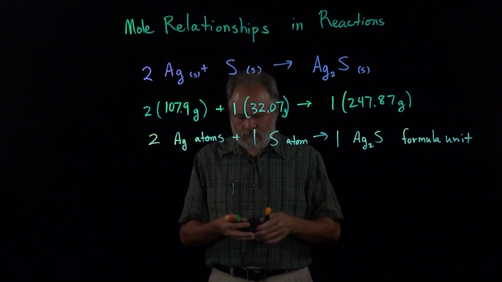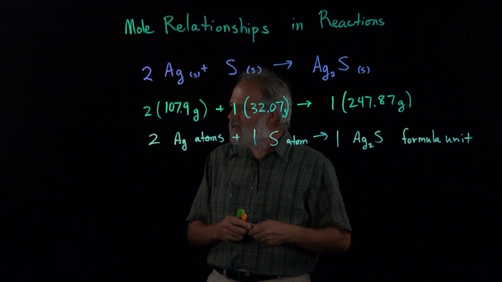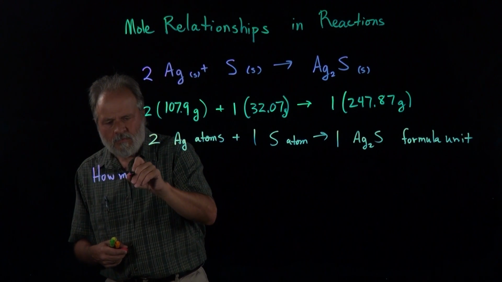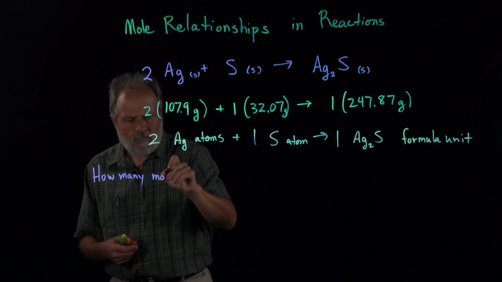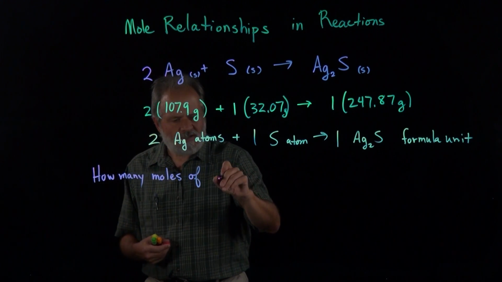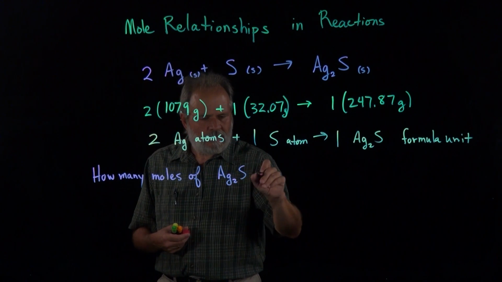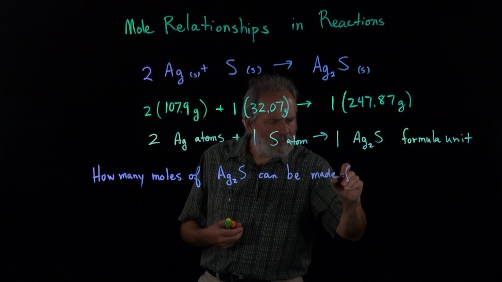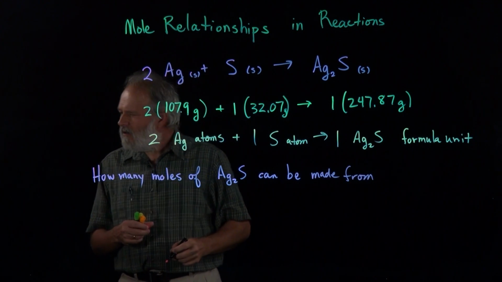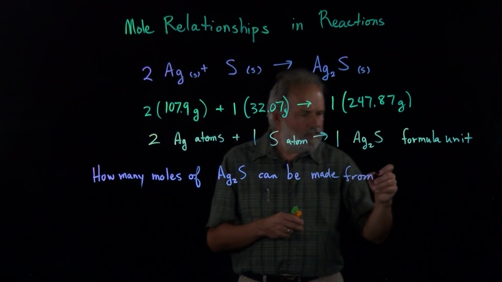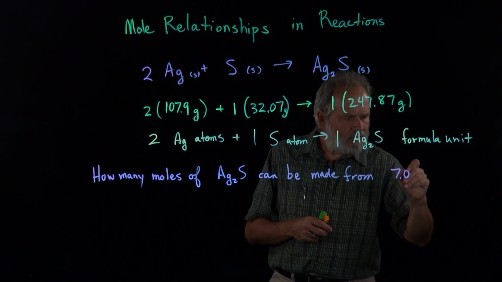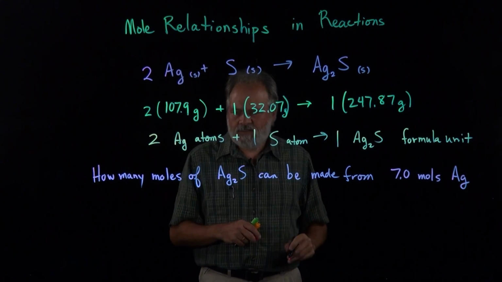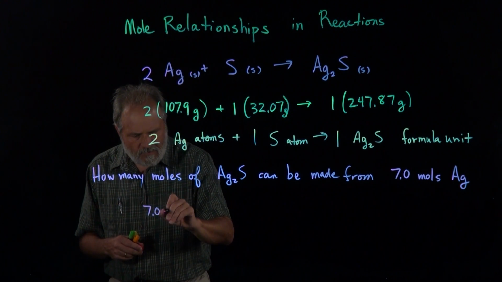Okay, so the problem we're going to work is going to be an example, and we're going to say how many moles of silver sulfide can be made from, let's see what we're going to make it from, 7 moles of silver. Okay. All right, and so we're going to start with 7.0 moles of silver.